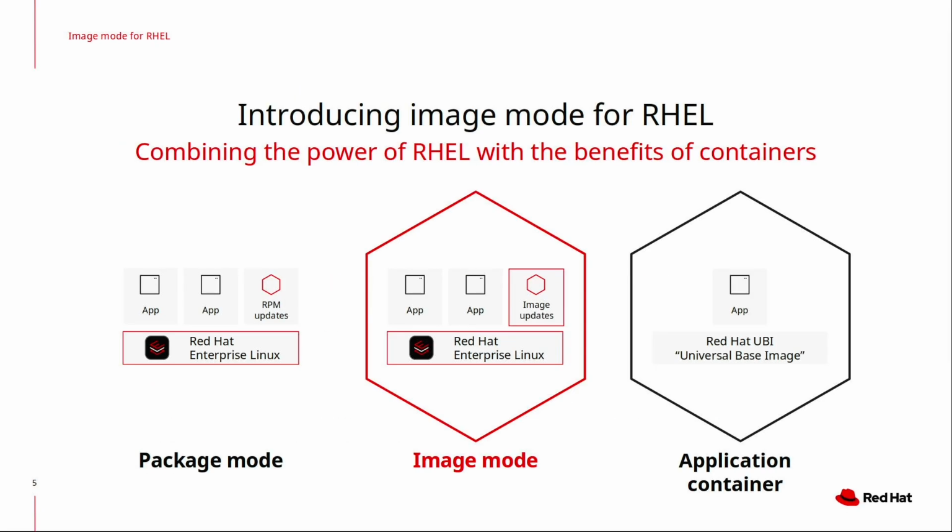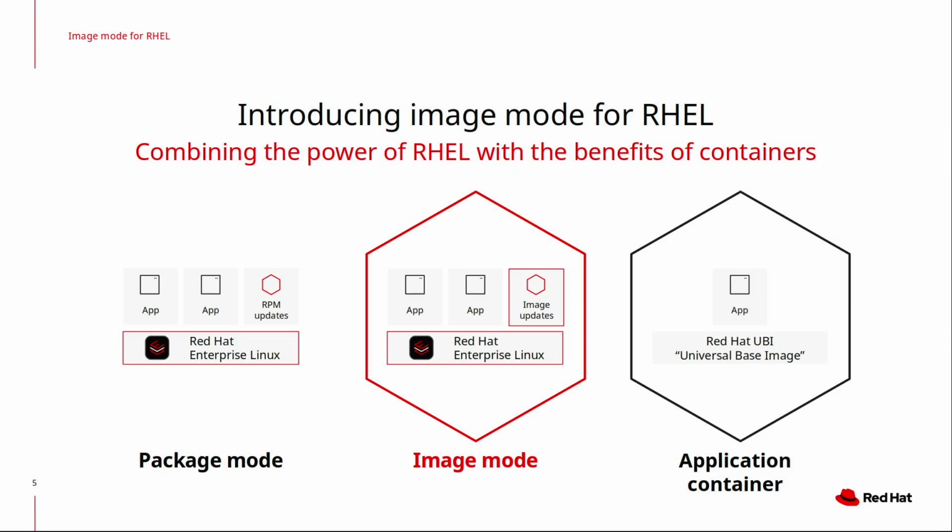All right, so what we've basically done is we've taken the best of both worlds and collapsed that into what's called image mode. On our left, we have package mode, which is your traditional RPM deployments, your errata. And then on the far right, we have what's called the application container, which you're probably familiar with.